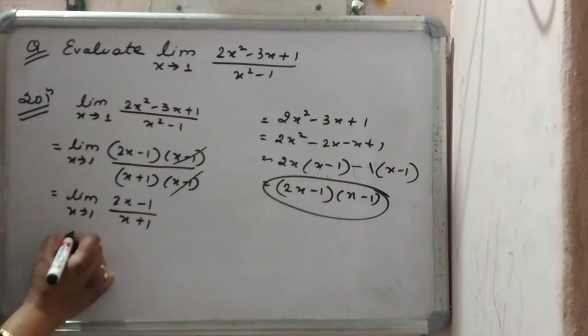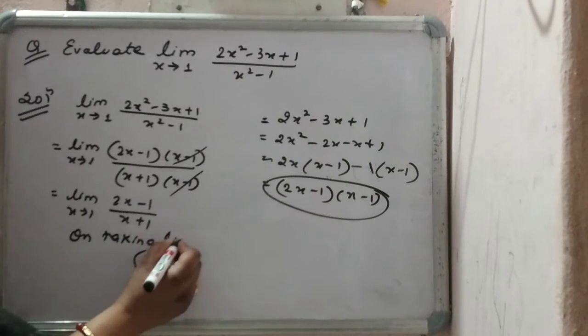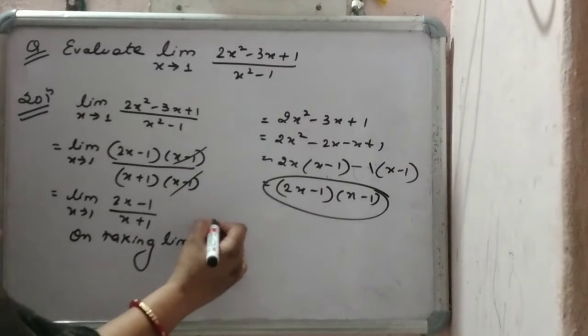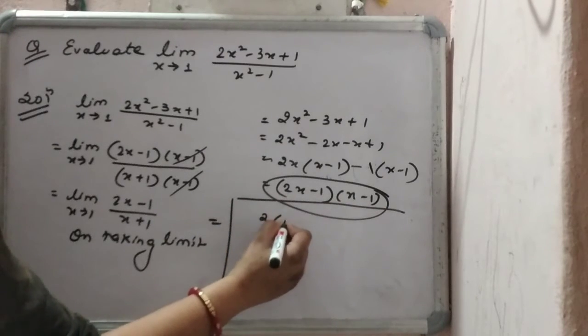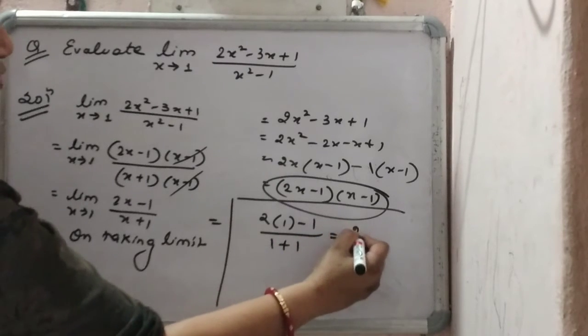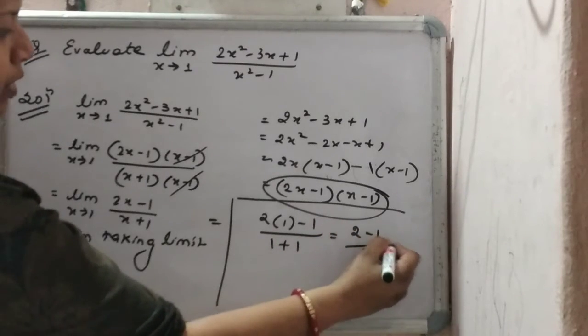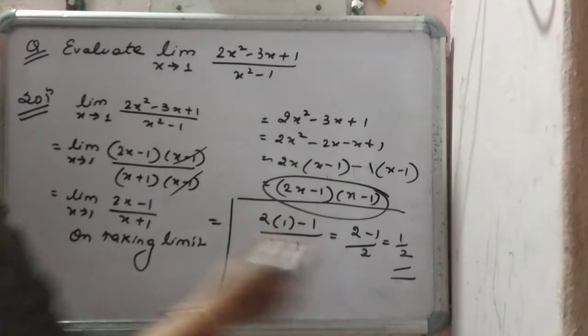So on taking the limit here, what value will you get? On taking the limit, you will get 2 into 1 minus 1 upon 1 plus 1. Solve it: 2 minus 1 upon 2, 1 by 2. So your answer will be 1 by 2.